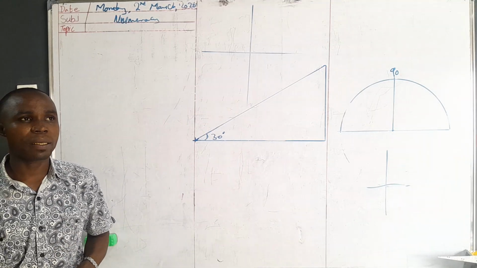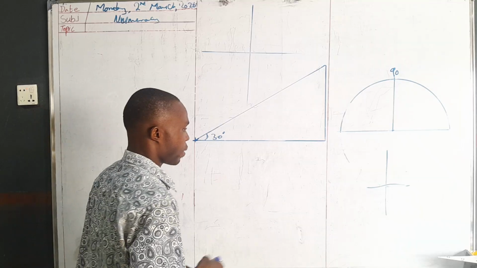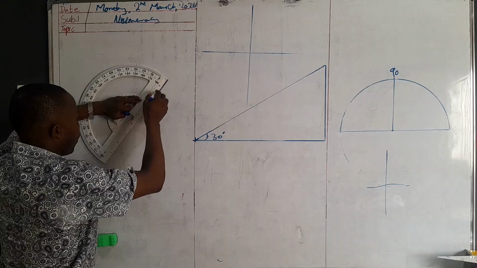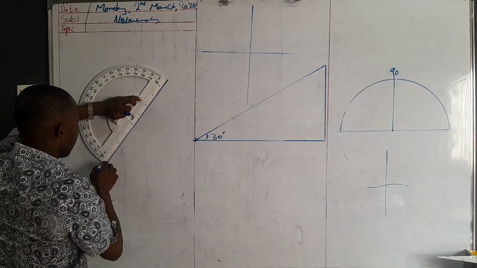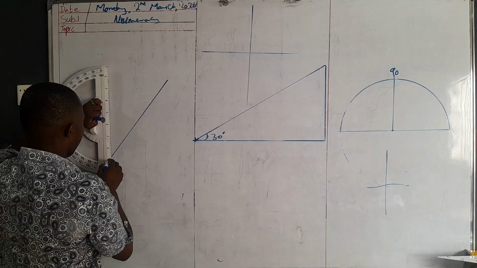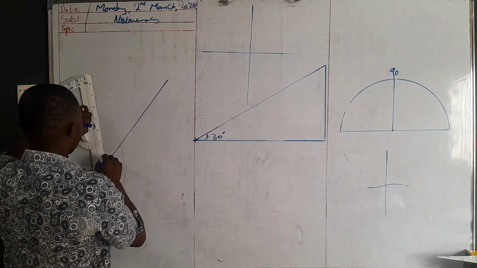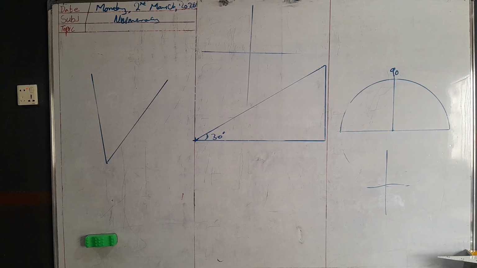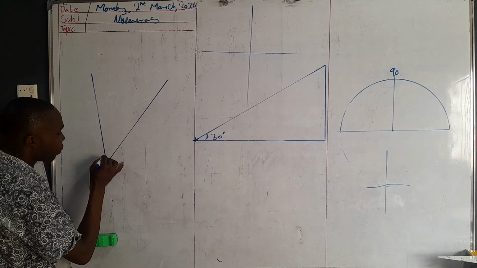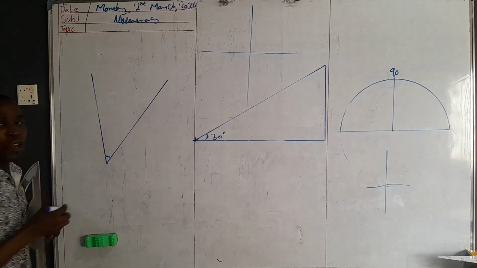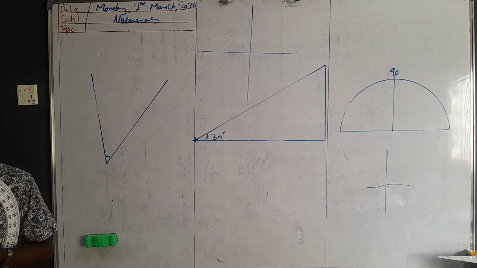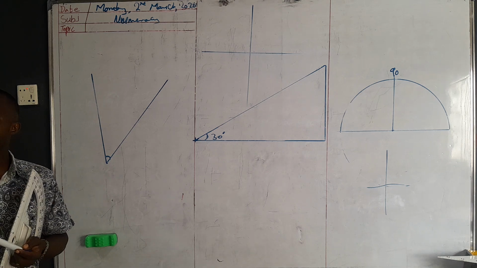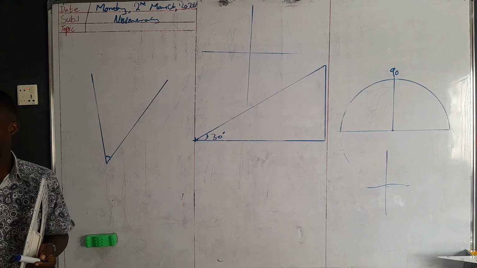Now, let us look at this. There is a straight line, like this. And then there is something like this. How do I measure this angle? You must know the placement of your protractor. Listen, everyone, and look up. You must know the placement of your protractor.